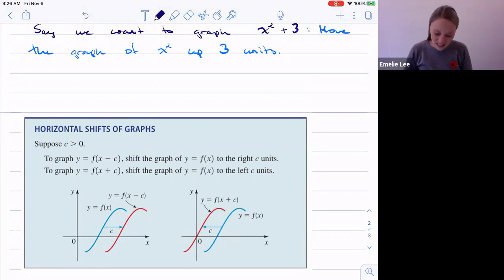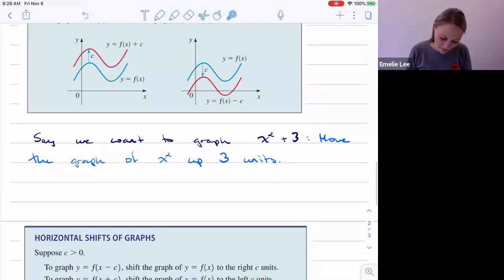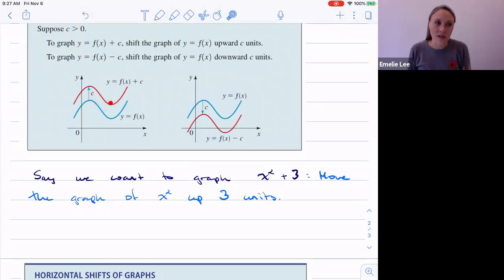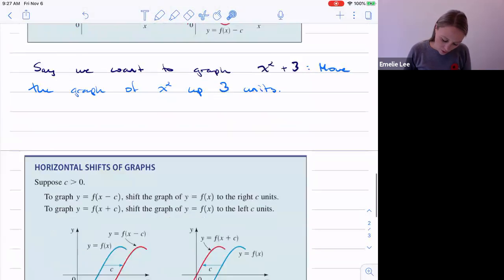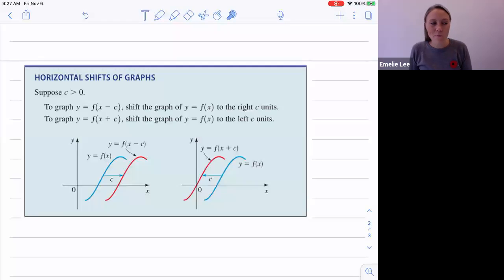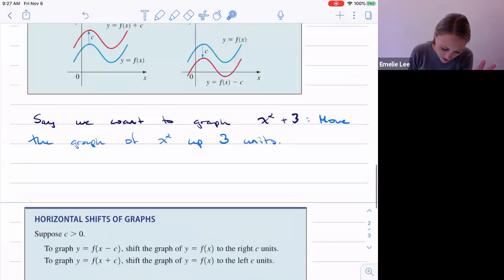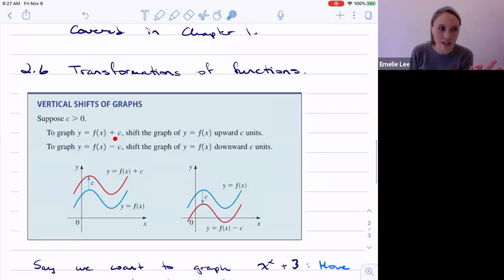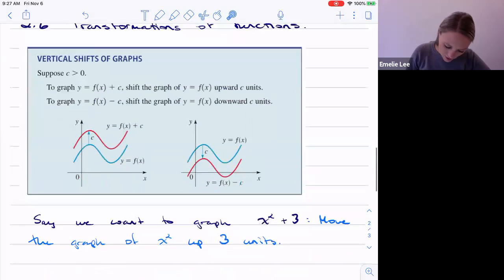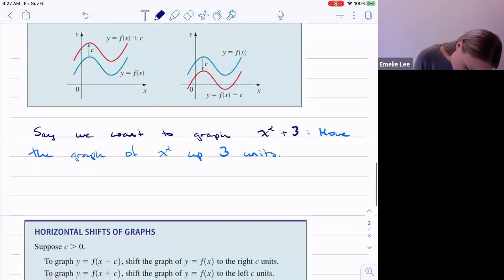All right, so like I said, vertically, things kind of behave the way you want them to. Horizontally, I don't know. For me, it's the opposite of how I think it's going to be. So notice that the C is now acting on the X, whereas here, the C is acting on the F of X. So the C is acting on the Y. So that's what makes it vertical. Okay, so I'll make a note here.